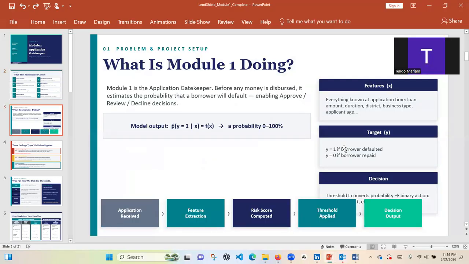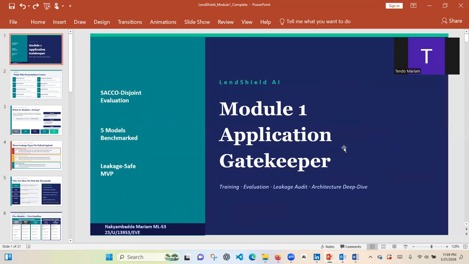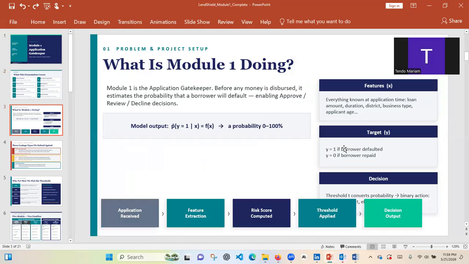So to dive into my presentation, what is this module doing? This module, the application gatekeeper, as I showed you here, is before any money is disbursed. It estimates the probability that a borrower will default, enabling the approve, review, or decline decisions. Okay, I won't use many words, but as you can see, this feature closes up if someone is able to default.